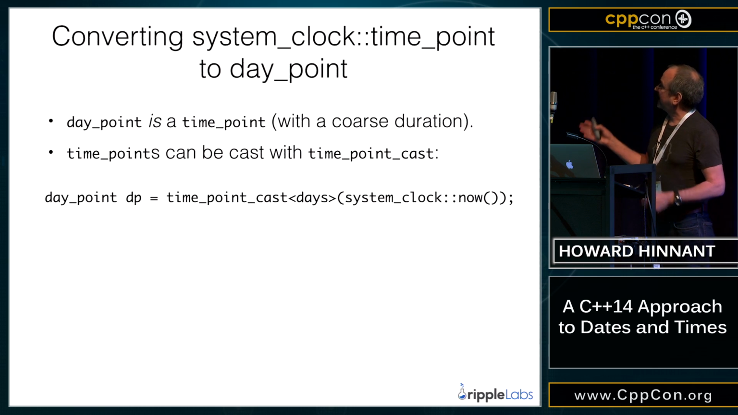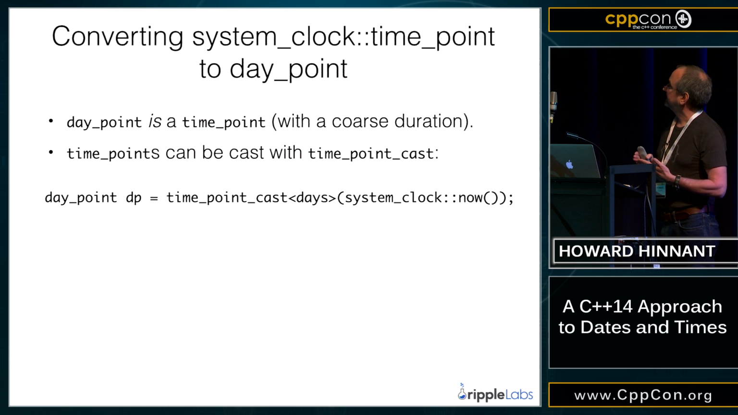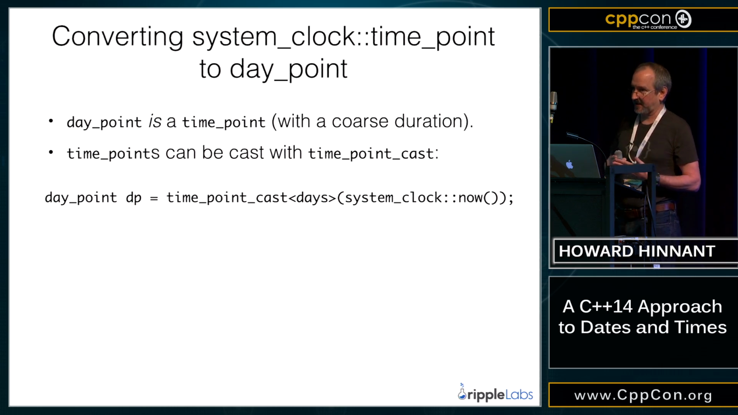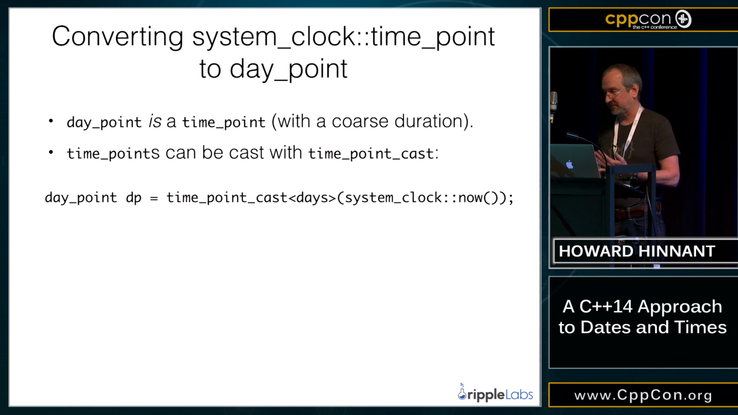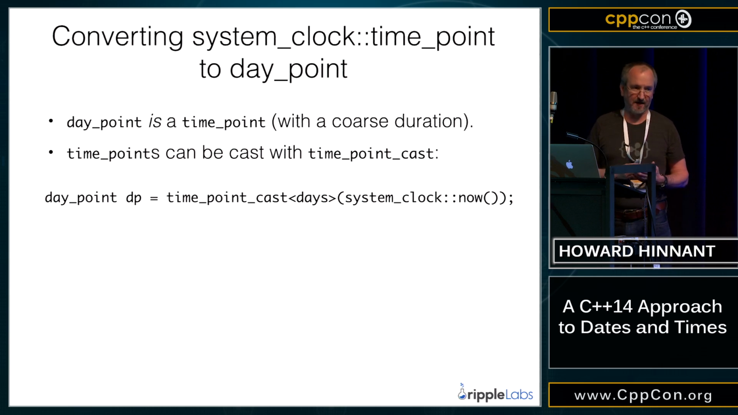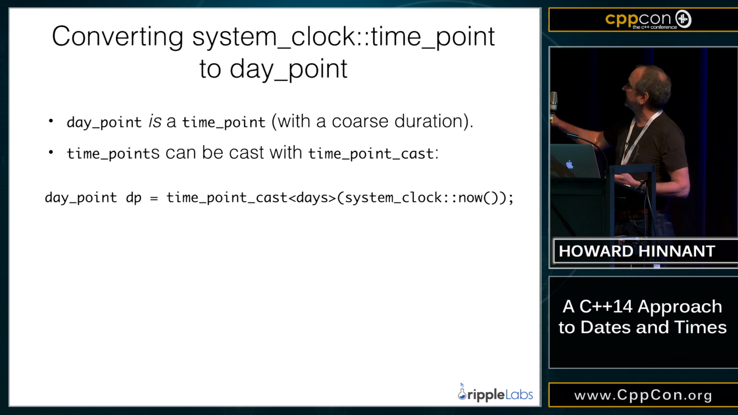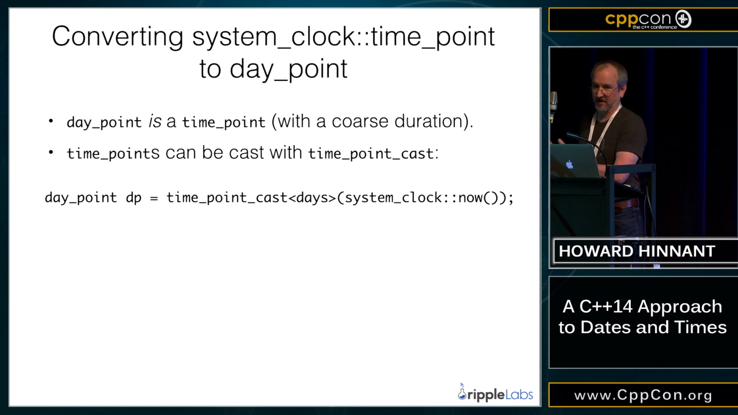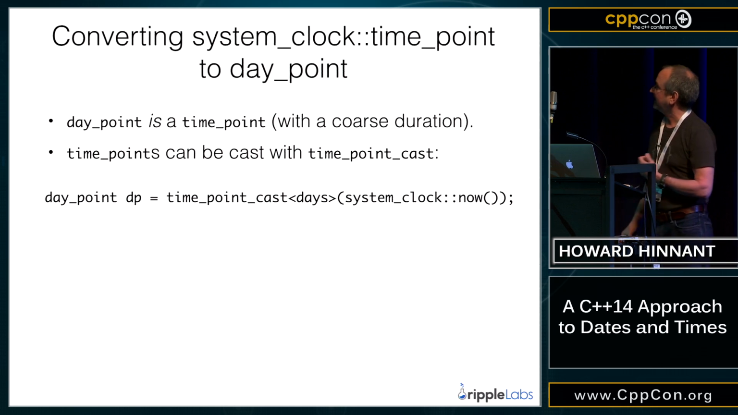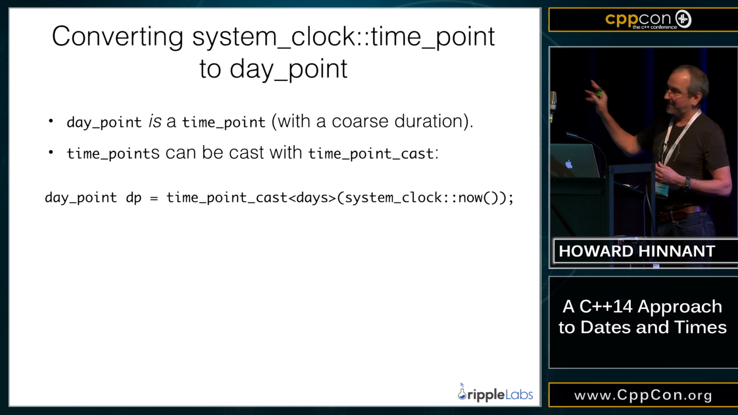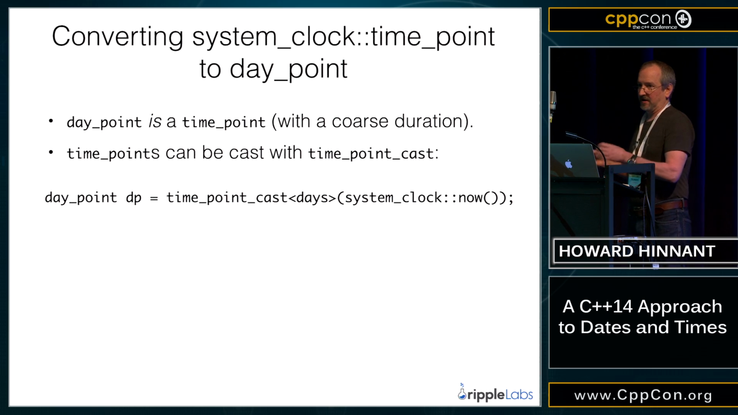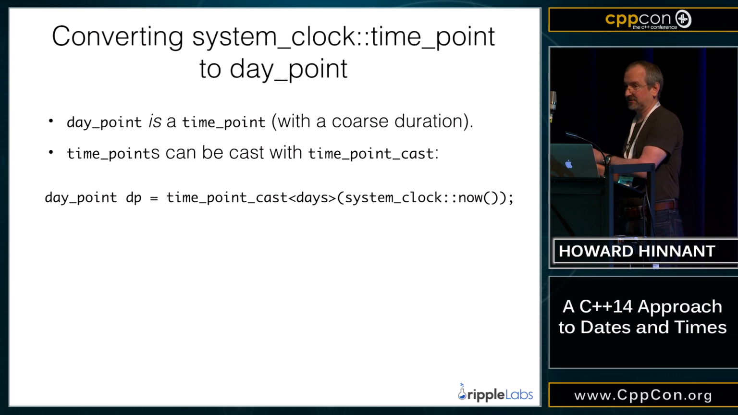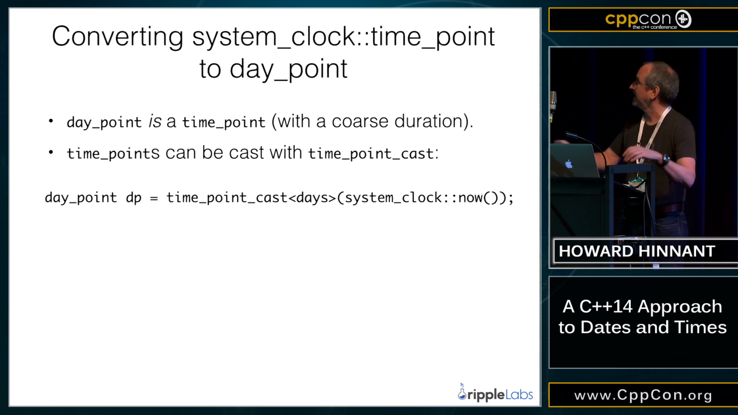So Daypoint is a time point just with a coarse duration. It is a system clock time point. Now, system clock time point is actually going to be something with a duration of microseconds or nanoseconds. It depends on what platform you're running on. And Daypoint is very closely related to that. It's the same thing, just translated to have a coarser duration, that of days. The chrono library has something called time point cast that allows you to convert a fine resolution time point to a coarse resolution time point. And that's all this is doing.